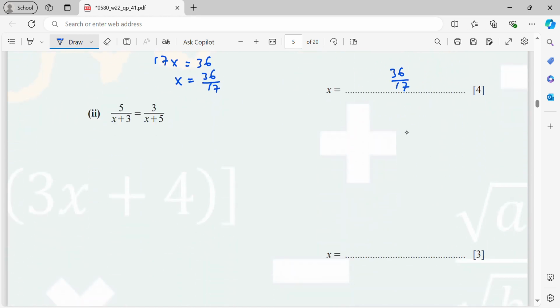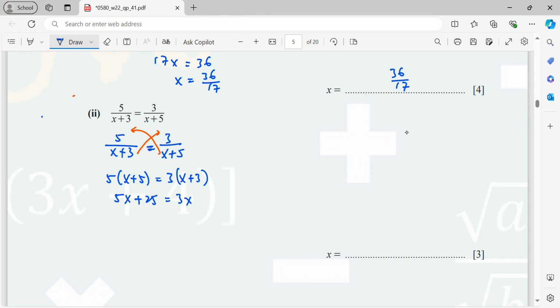Part 2. Solve this equation. So since there's only one term on both sides, therefore I will just use cross multiplication. So the x plus 5 times to the 5 and x plus 3 times to the 3. So it means that you will be getting 5 times x plus 5 equals to 3 times x plus 3. And now do expansion for both sides. So I will be getting 5x plus 25. Right side is 3x plus 9.